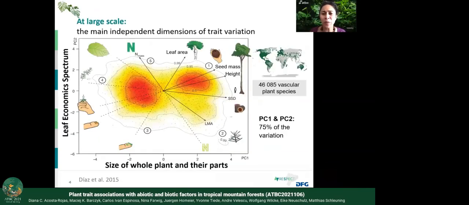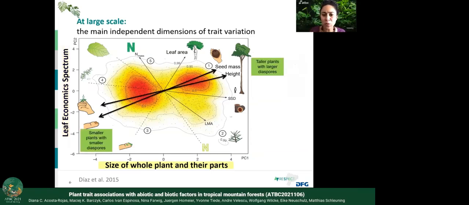For instance, Diaz and collaborators used a very simple principal component analysis to examine the worldwide variation of six major plant traits. In this graph, the traits are represented by arrows and the extreme values of the traits by icons. The most exciting thing in this work is that they identified two main independent dimensions of trait variation in plants worldwide. The first one is known as the size of whole plants and their parts, and varies between taller plants with larger diaspores and small plants with small diaspores.